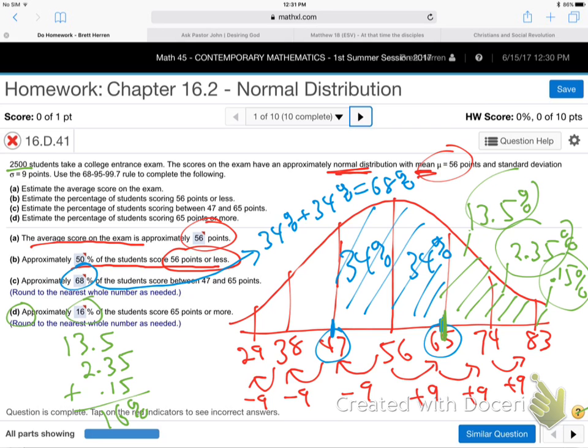Yeah, that'll be coming in these next questions. Any other questions on that one? This one, they just wanted the percentages. All right.